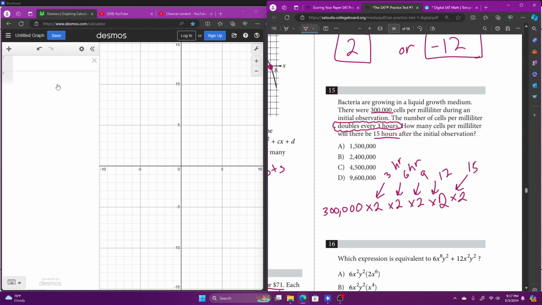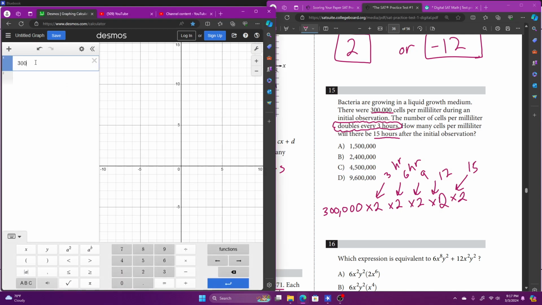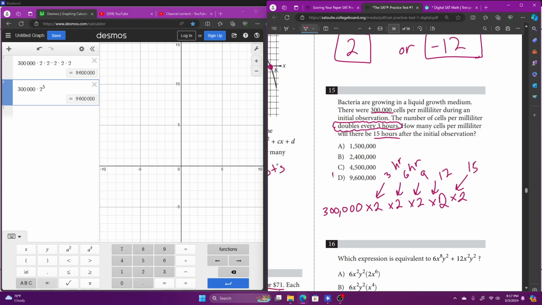So you can put that in here as 300,000 times 2 times 2 times 2 times 2 times 2. Or you could say 300,000 times 2 to the power of 5, since the 2 is there 5 times. Either way, you get answer choice D.